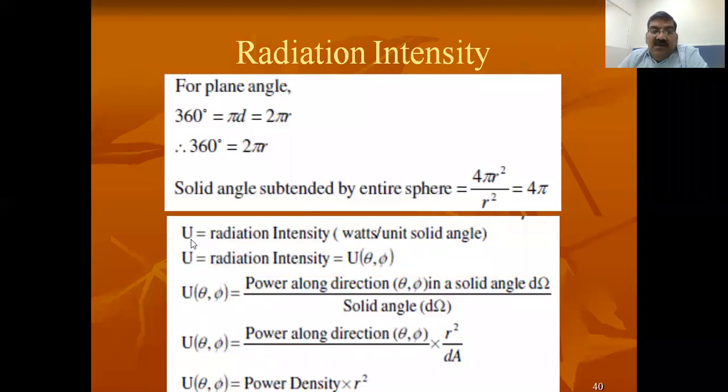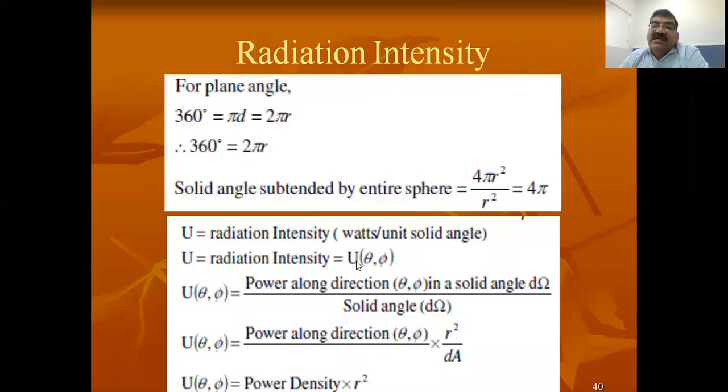Here, U is the radiation intensity. Now, two parameters are there. Previously, we discussed radiation density, that formula was given. Now we are talking about radiation intensity. It is different. U is the radiation intensity. We will require this radiation intensity U multiple times further for all the parameters, so remember it. The unit is watt per unit solid angle. U is the radiation intensity.